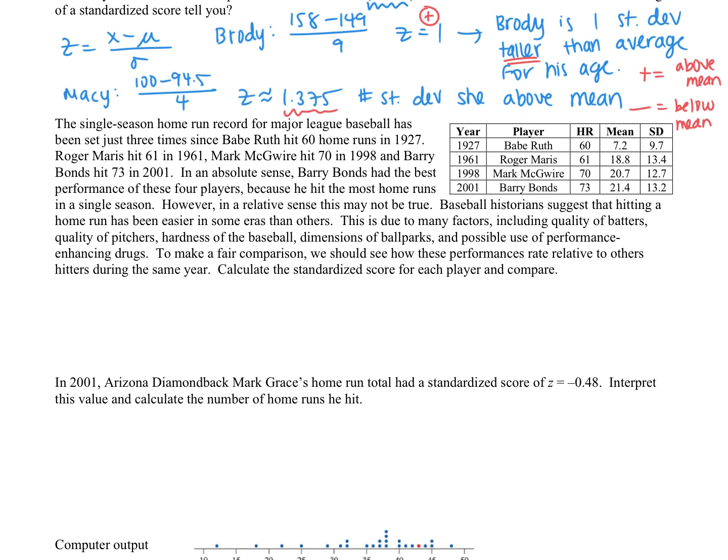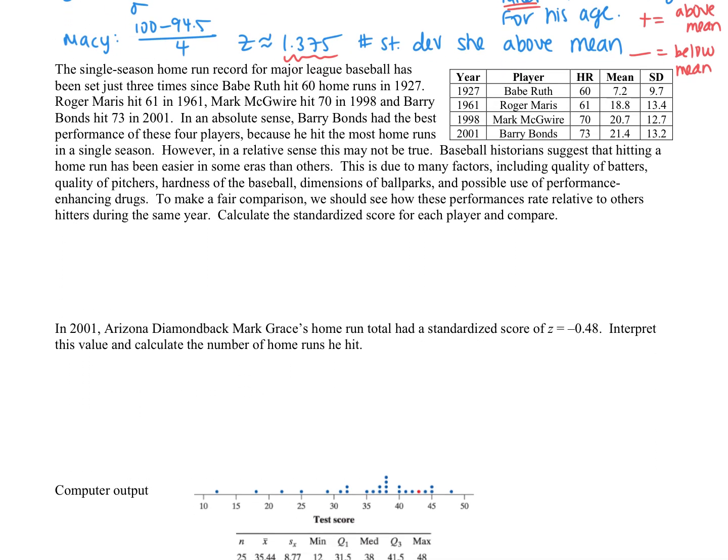Moving on. The single-season home run record for Major League Baseball has been set just 3 times since Babe Ruth hit 60 home runs in 1927. Roger Maris hit 61 in 1961, Mark McGwire hit 70 in 1998, and Barry Bonds hit 73 in 2001. In absolute sense, Barry Bonds had the best performance of these 4 players because he hit the most home runs in a single season. However, in a relative sense, this may not be true. Baseball historians suggest that hitting a home run has been easier in some eras than others.